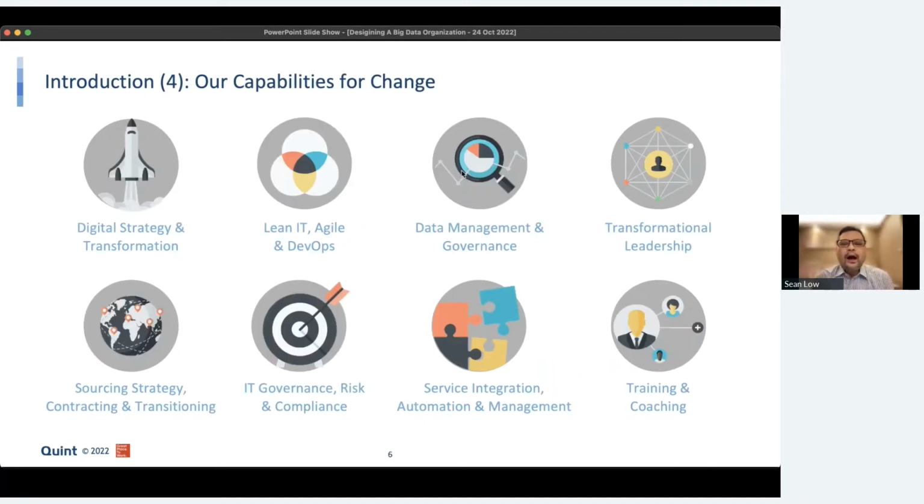Okay, so what are our capabilities? Part of the work we do at Quint, and part of the work that I do with Quint, is to define digital strategy and transformation, implement new concepts and ways of working like Lean IT, Agile and DevOps, and look at data management and governance. One of the very important parts for any organization is leadership. We help organizations apply transformational leadership, which is what is really needed in organizations implementing big data today. We also look at IT governance, risk and compliance, service integration and automation and management.